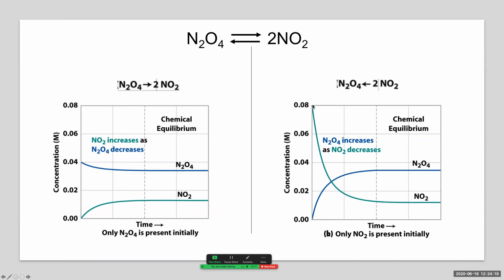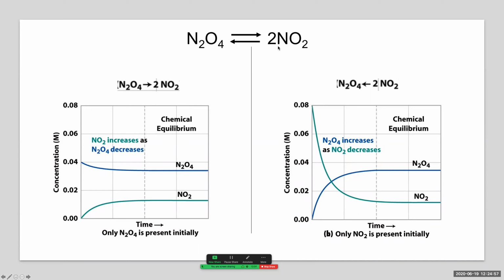So let's see what happens. We start with NO2, it disappears rapidly, and it goes down until it reaches a steady state of a little over 0.01 moles per liter. And N2O4 forms until it reaches a concentration of about 0.035. Well, notice the concentrations on the left side at equilibrium and on the right side are the same. They reach the same state of concentrations.